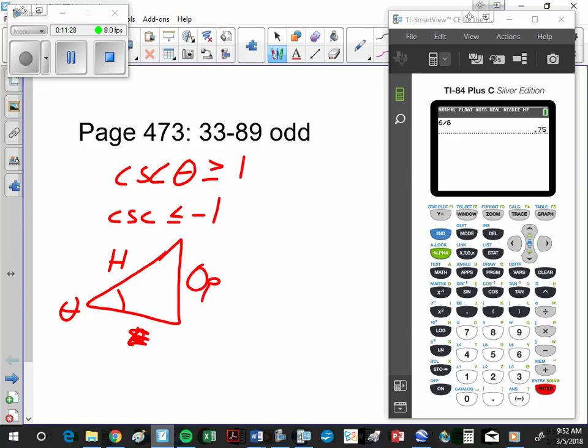It ends up being the same for the secant. I just said it wrong. What do we know about H? It's bigger than O, except in the really weird cases where they're actually the same size, like at 90 degrees or 0 degrees. So H divided by the opposite has to be bigger than 1, or in the negative case, it has to be smaller than -1.